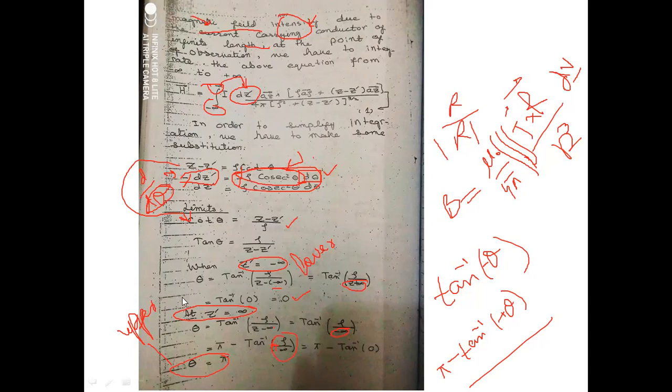So now the lower limit is 0 and the upper limit is pi. Now we just have to replace these substitutions in equation number 1. The z minus z dash will be substituted with rho cotangent theta. The dz dash will be substituted with rho cosecant square theta d theta, and the limit of minus infinity will be replaced with 0, and that of plus infinity will be replaced with pi. So here we go.